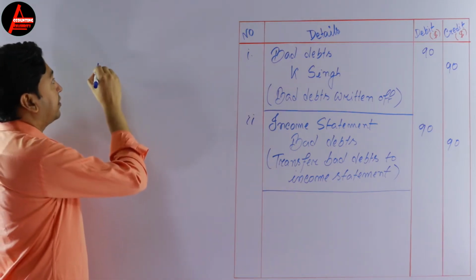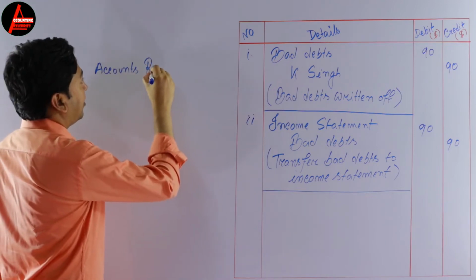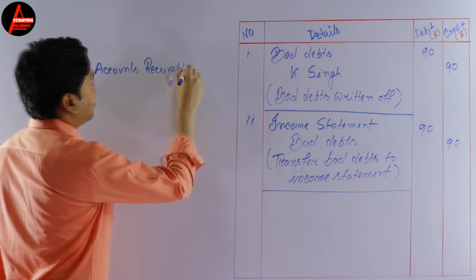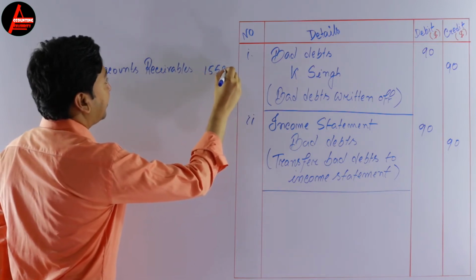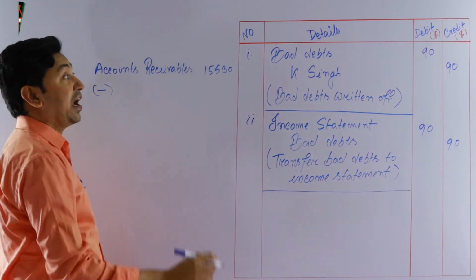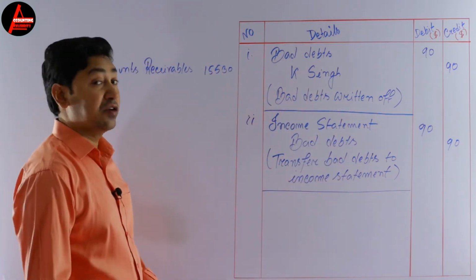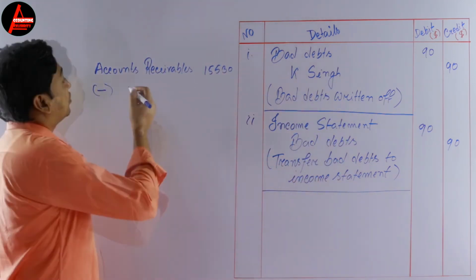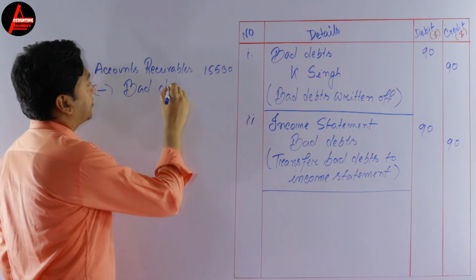Accounts receivable or trade receivable, whatever you call, it is $15,530. Okay, so from this amount we cannot collect this $90. So Casing is a customer, Casing will never pay this amount. So this is a bad debt, so we have to subtract this bad debts.